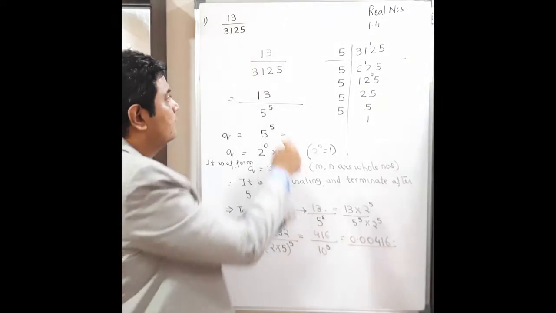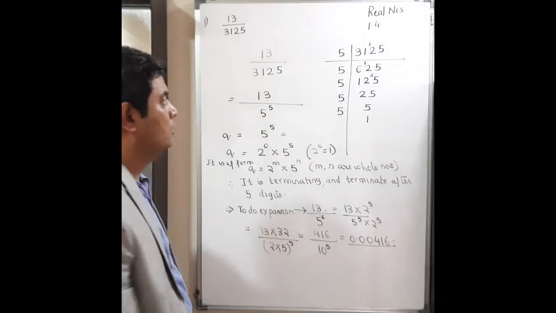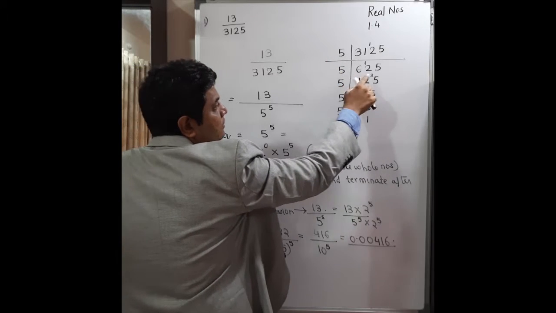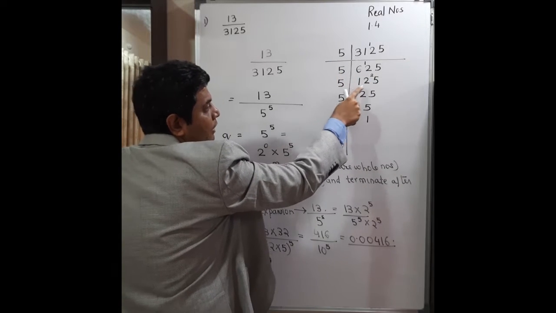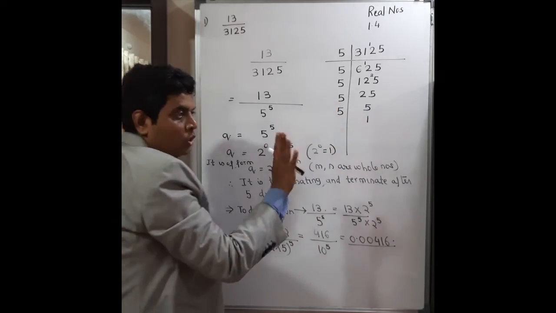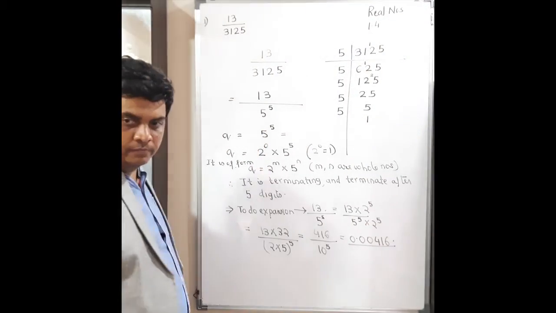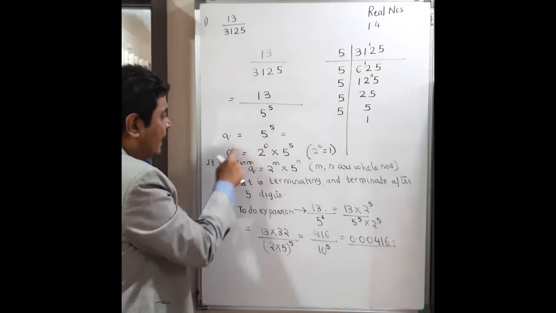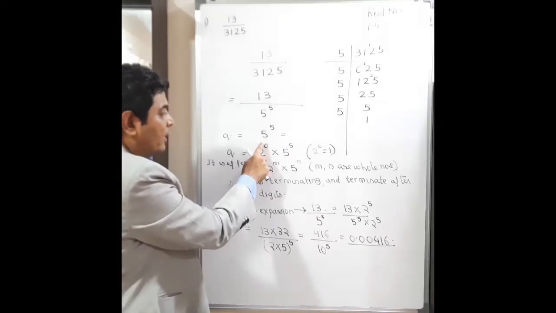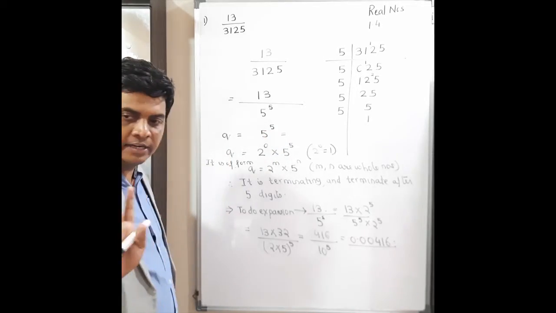What we will do, this q we will express in terms of its prime factors. So we do prime factorization of 3125: 5 into 625, 5 into 125, 5 into 25, 5 into 5, 5 into 1. So it becomes 5 raised to 5. So your q is 5 raised to 5. Can I write q as 2 raised to 0 into 5 raised to 5? Because what is 2 raised to 0? It is 1. So this becomes 1 into 5 raised to 5, which is nothing but 5 raised to 5.